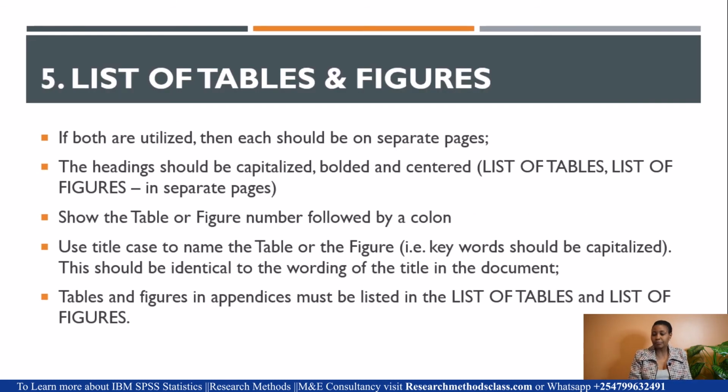Tables and figures. If you have utilized both, then you should have a page each. Each one of them should be on separate pages with the headings capitalized, bolded, and centered. List of tables and then list of figures. When you are showing the table or the figure, once you write table 1, figure 1, table 3, 4, etc., it should be followed by a colon. And we number them consecutively. I know in APA 6th edition, we number tables as per the chapter number. But in APA 7th edition, you number them consecutively from table 1 to the last table.